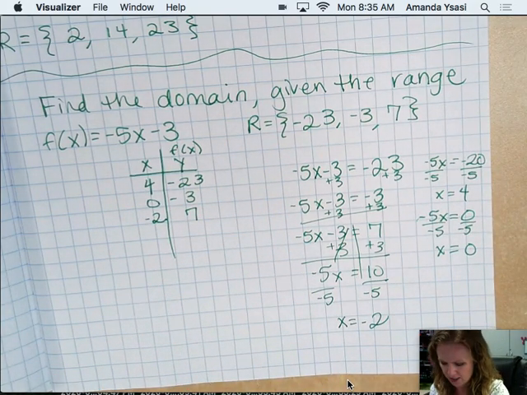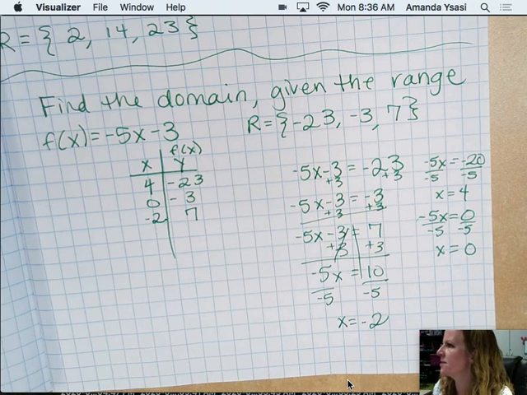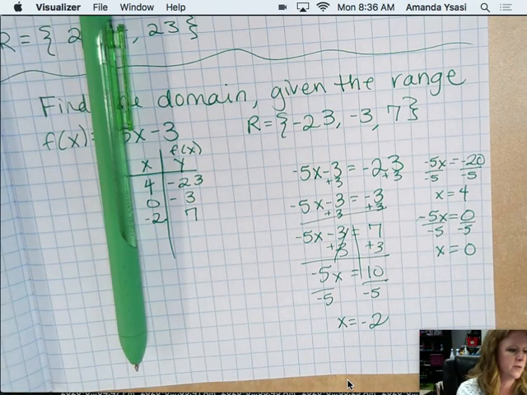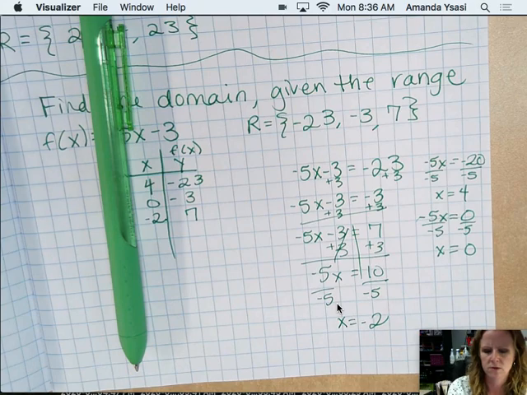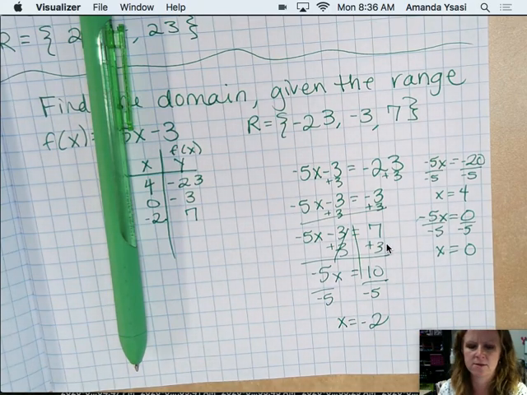Okay, so finish out this slide, and your assignment is on Delta Math. I believe it's only 10 problems dealing directly with this.